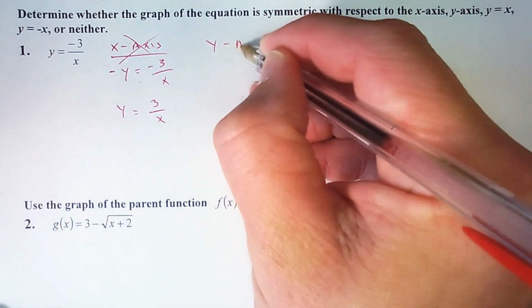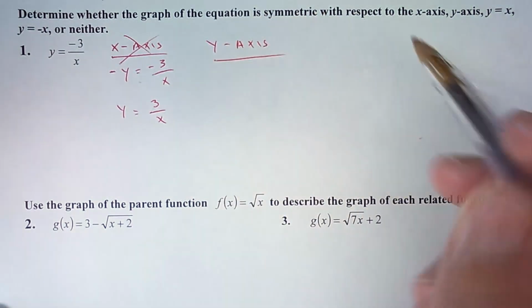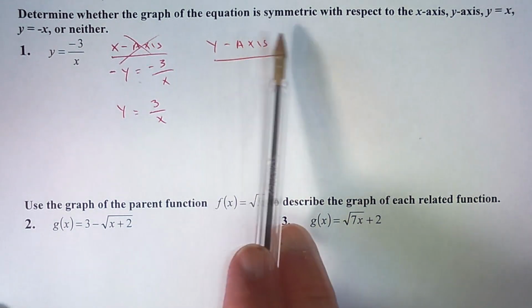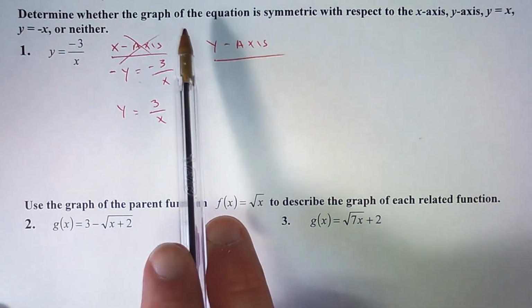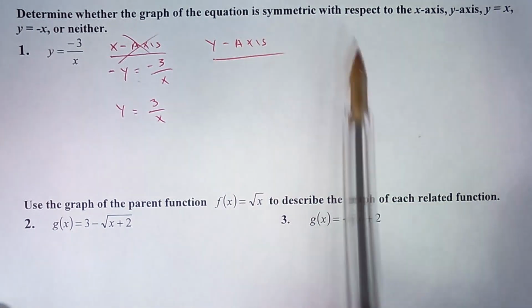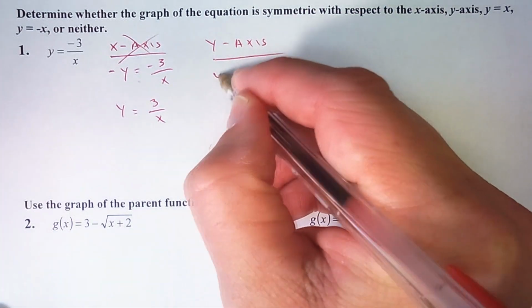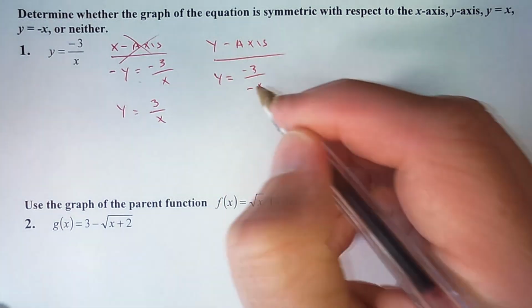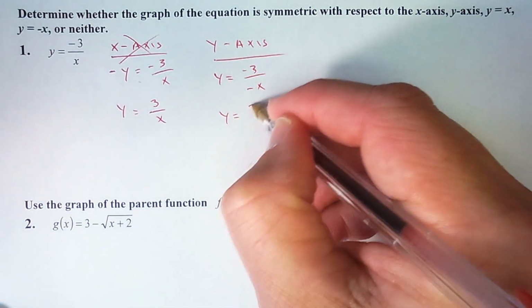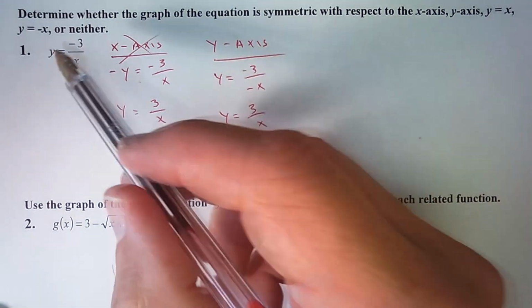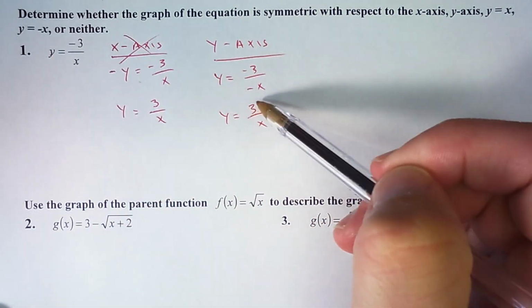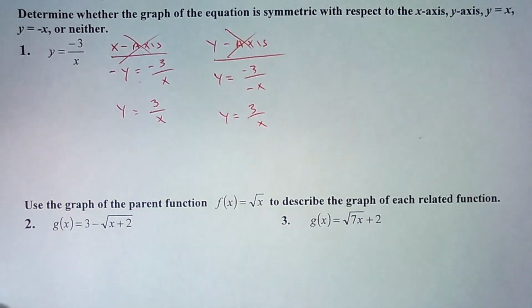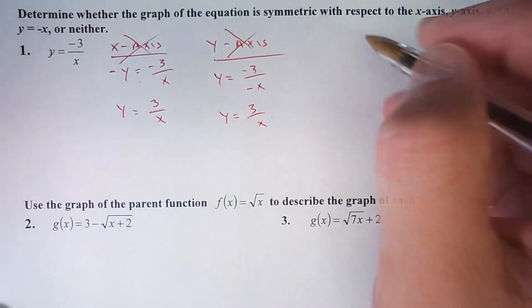How about the y-axis? So if there's symmetry about the y-axis, then it will flip horizontally. So for every x value that exists, the opposite of that x value will exist. So we get y equals negative 3 over negative x. And when I simplify that, it's y equals 3 over x. The left side matches the original, but the right side does not. So I'm going to have to say no symmetry with respect to the y-axis.